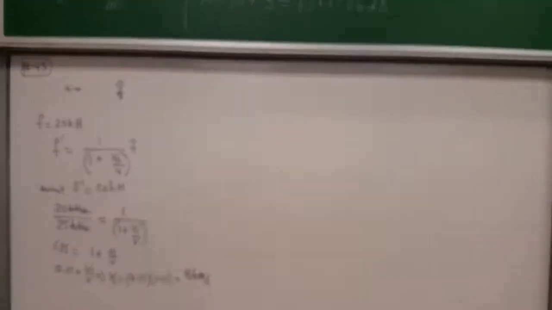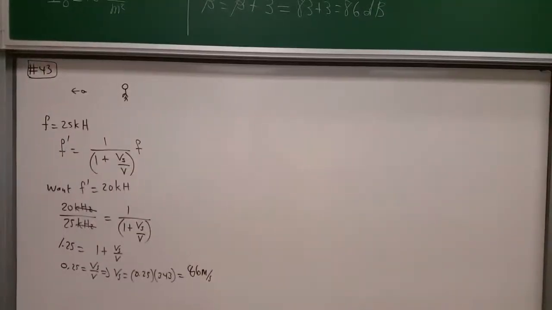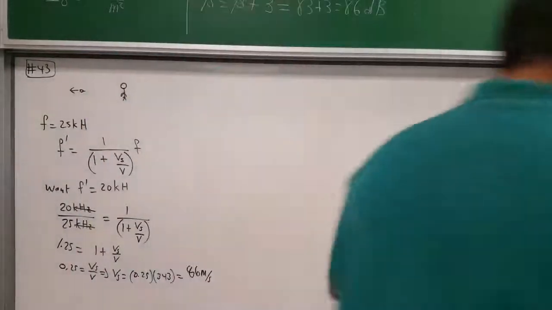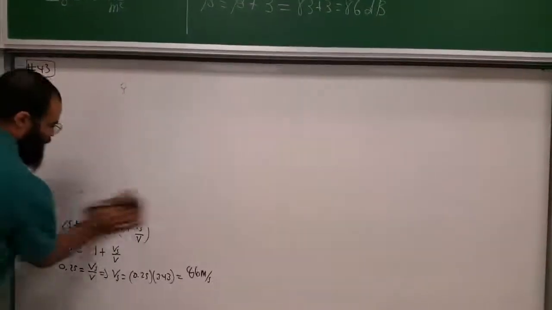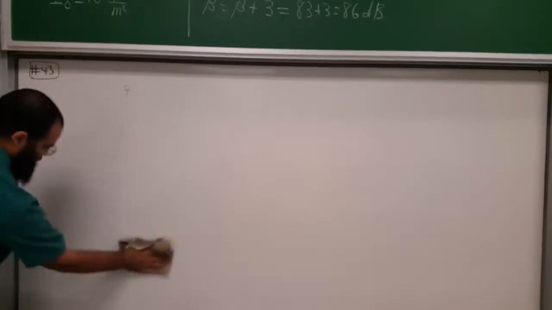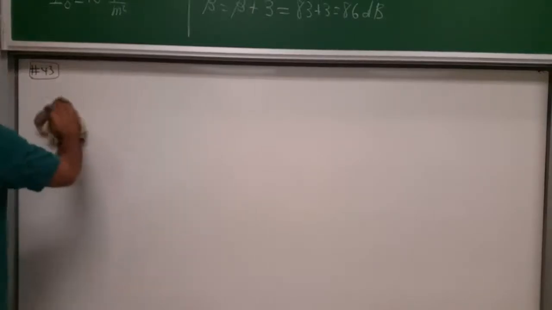Okay, let me go to the next problem here. The next problem has to do with ropes. You have a figure here, with two strings, and it's problem number 47. So let me erase the board here. Number 47, or two ropes. Let's just erase.